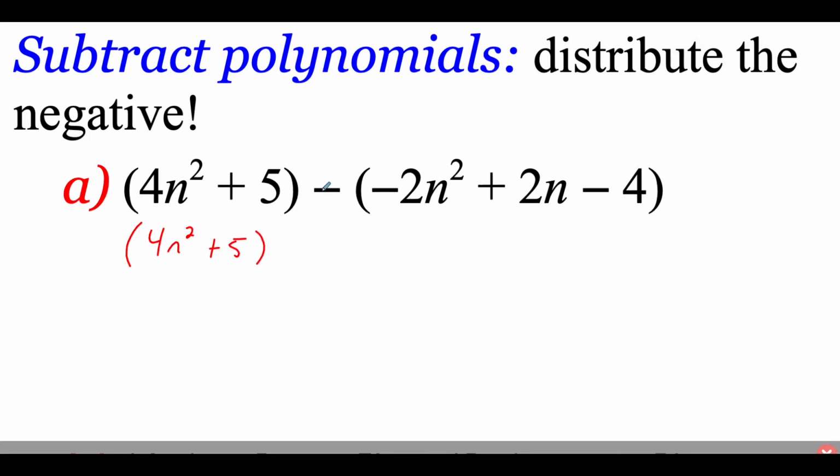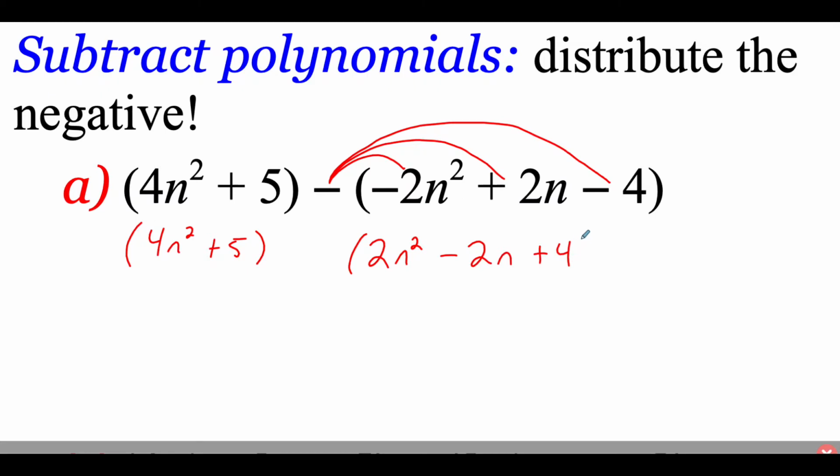But I'm going to take this negative that's in between these for the subtraction, and I'm going to distribute that into my second polynomial. So if I take this negative and multiply it by this negative 2, well, a negative times a negative turns into a positive 2, and then n squared. Then if I take this negative and distribute it to that plus 2n, well, a negative times a positive is going to turn that into a negative 2n. And then if I take the negative and distribute it to the negative 4, again, double negative turns that into a plus 4. Now, when you do that distributing, that actually takes that minus that was between them and turns it into an addition problem.